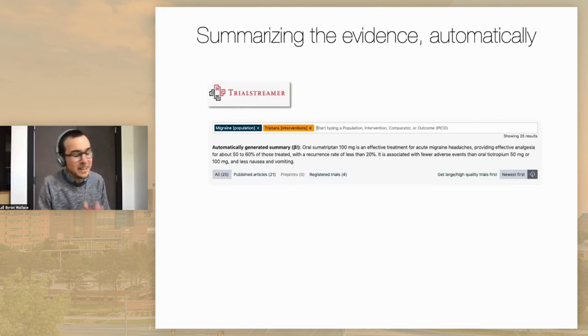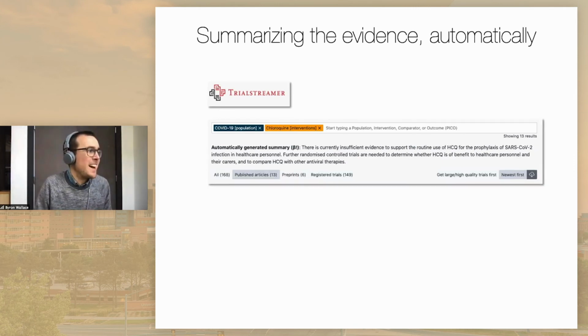Again, very experimental, but this is something that we're investigating. So here is output if you search for migraine as your population, triptans as your intervention. And what we do is we shove the top K retrieved studies in TrialStreamer through our summarization model, and it outputs a natural language summary of the evidence. And in this case, I think it's reasonably accurate. I'm not a real doctor, so I can't say that with confidence. And you could do something similar, for example, with a timely example like COVID-19 and hydroxychloroquine, and it'll tell you that there's not sufficient evidence and so forth. So this is something that we've been looking at.